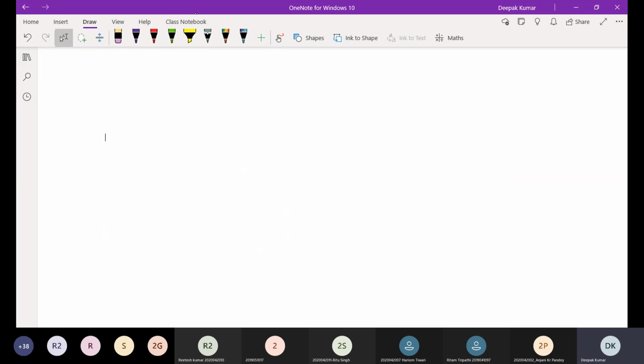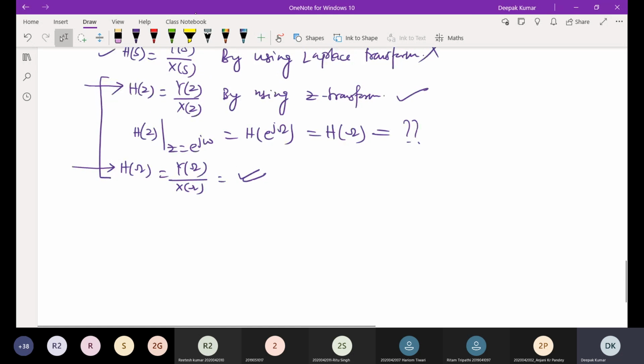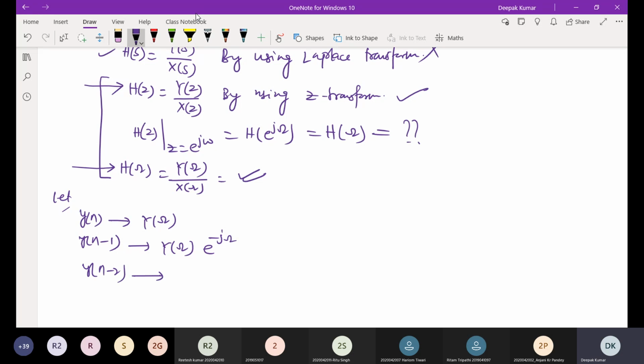Now the question. Y of n is, suppose, let's say, then what will be the Fourier transform of y of n minus 1? It will become Y of omega e to the power minus j omega times 1, and for y of n minus 2, what will this be? This will be Y of omega e to the power minus j omega times 2. In a similar way, we can write the Fourier transform of x of n as X of omega.